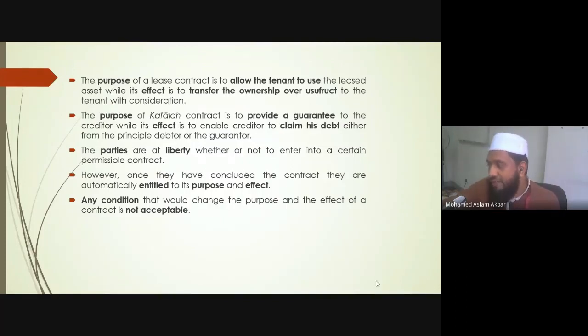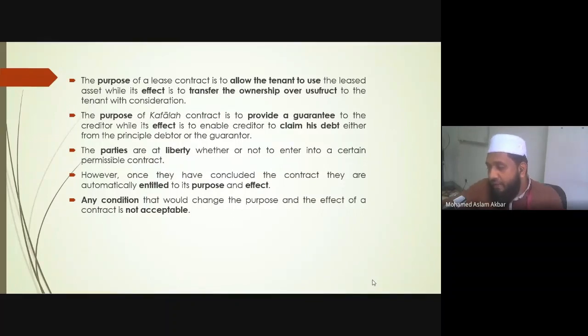The effect in a lease, meaning ijara. Yeah. The purpose and the effect in an ijara contract is what? Transferring the ownership over usufruct. You are actually transferring the usufruct to him, not the entire property. By doing this, let's say I am your tenant, I'm getting your apartment, then what is the effect on me? The effect is the ownership over usufruct. So I am the owner of the benefits, the manfa'a.